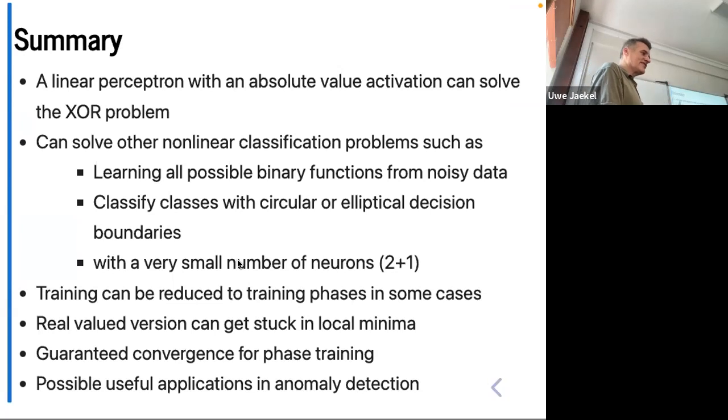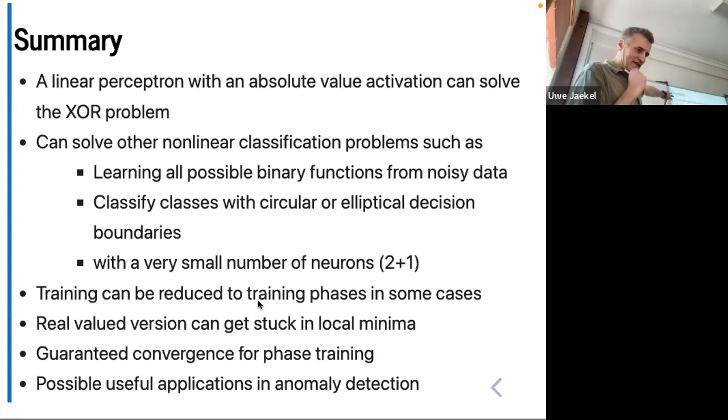we found that we get away with a very small number of neurons, and that we may be able to train to do the monitoring on very weak hardware. So you don't need many hardware resources to use this algorithm. And the training can even be reduced to training phases, complex phases in some cases, while the real-valued version can get stuck in local minima.